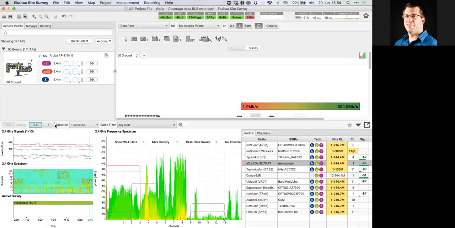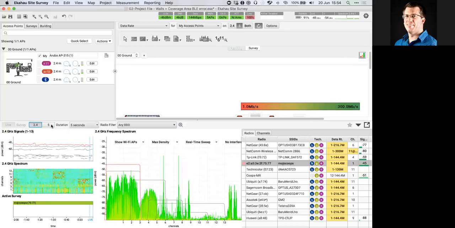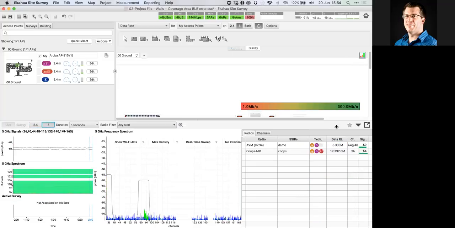2.4 looked a bit more interesting because it's a bit more crowded. There's Bluetooth and stuff hopping around there from my mouse and my headset. But because the question's focused on 5 gigahertz, I'm actually going to give you guys a sneak peek at a new feature coming out in ESS 9.2, which is interferer detection.